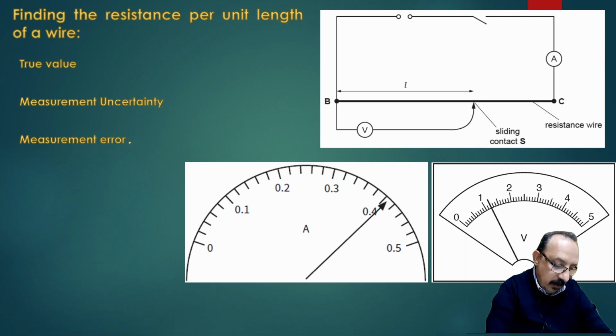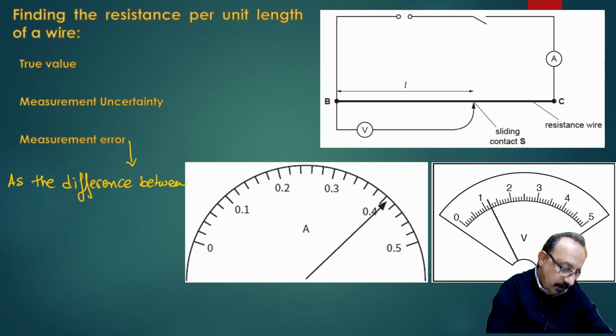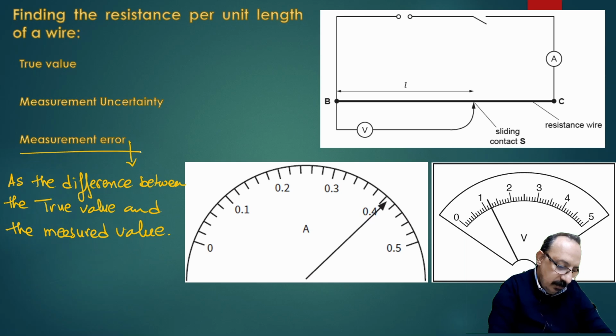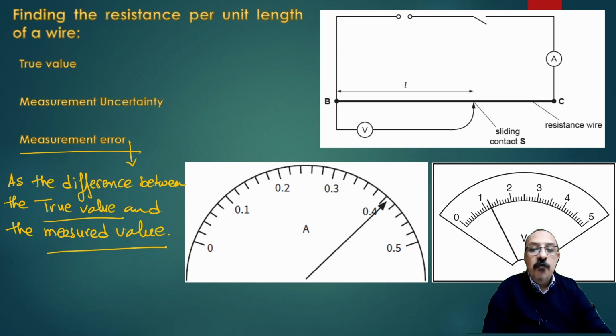So what is a measurement error? A measurement error is simply defined as the difference between the true value and the measured value. Okay, measurement error is the difference between what? The true value and the measured value.